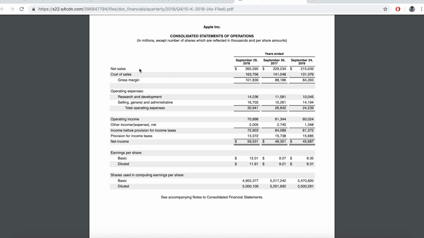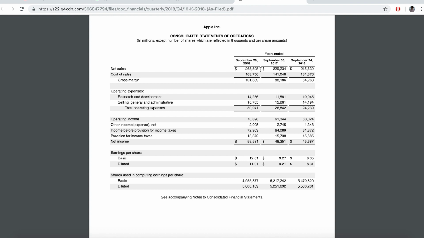And their revenue for 2018 was $266 billion. So these amounts are in millions. So you add six more zeros to that, and that will give you $265 billion, which is a crazy amount of revenue.